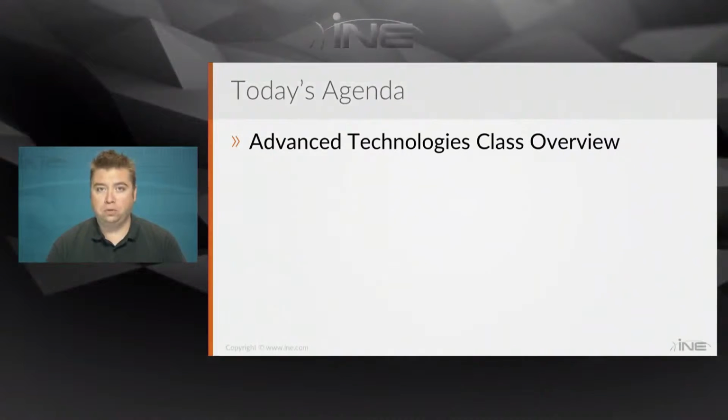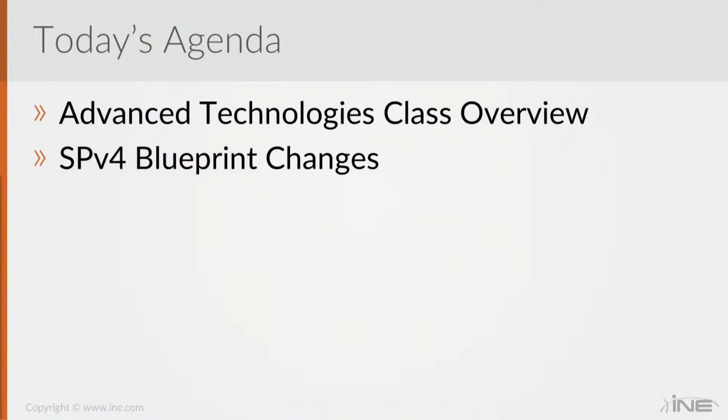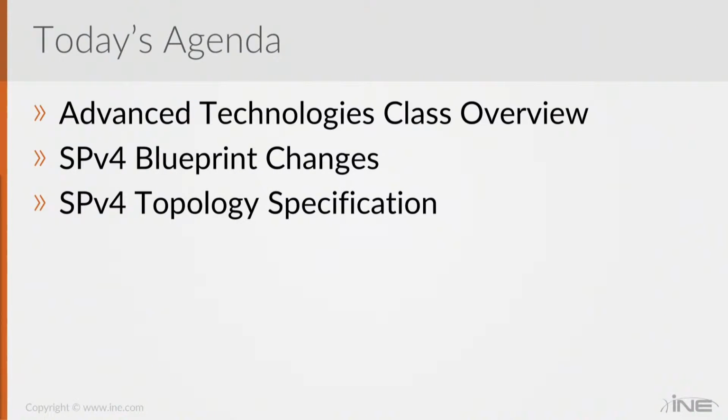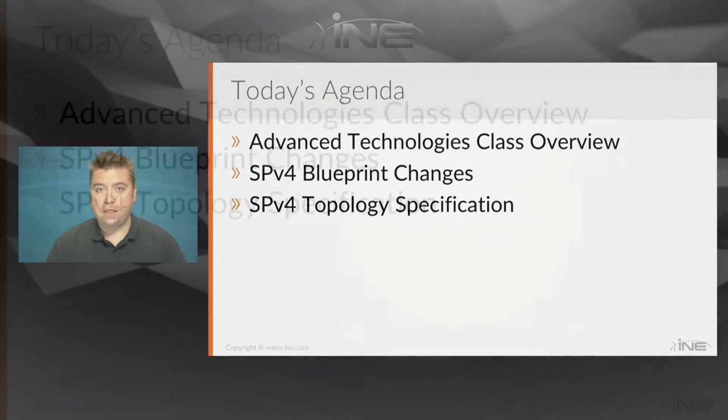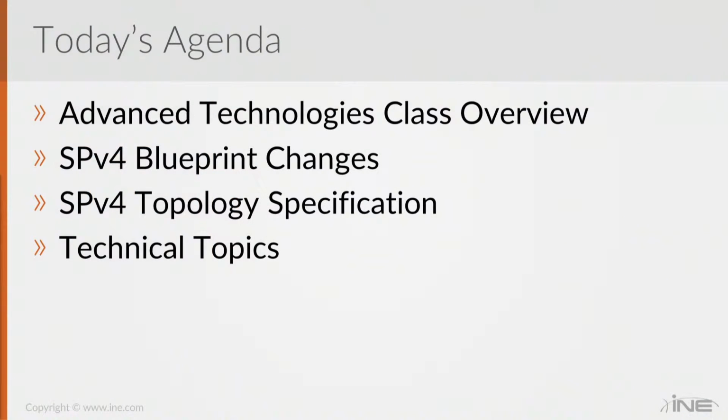Now, in terms of today's agenda, first thing we're going to be going through is an overall overview of the class in terms of what topics are going to be covered and what format they're going to be covered in. Then we'll talk about the new Service Provider version 4 blueprint and what changed between version 3 and version 4. Also talk about the specific hardware topology, what I'm going to be using during class, what you can use after class, and how that compares with the actual hardware specification used in the lab exam. And then we'll get into our technical topics.